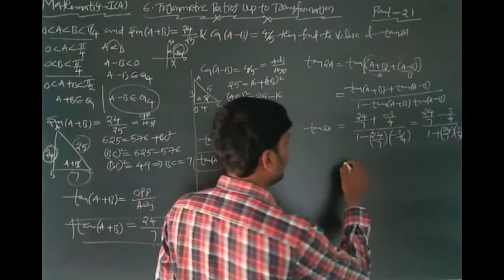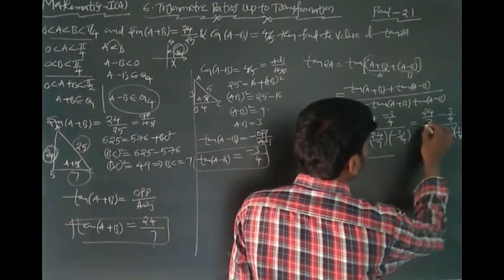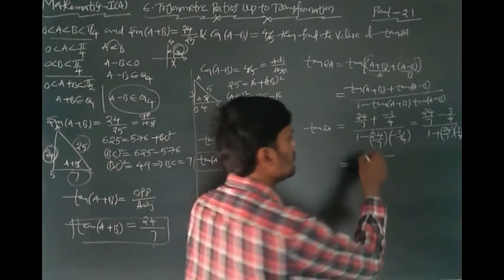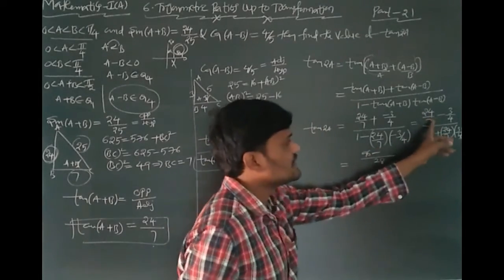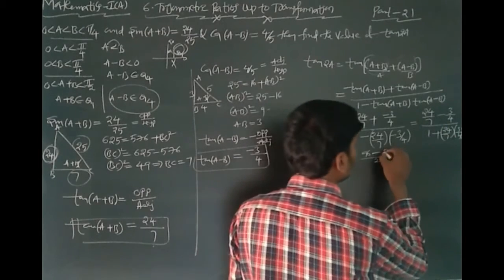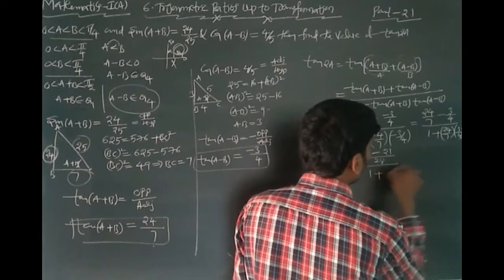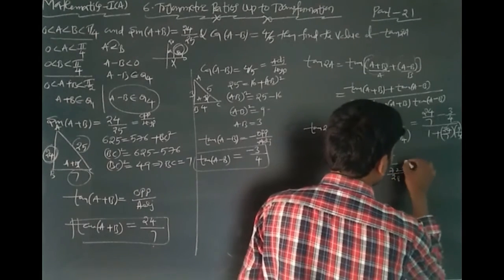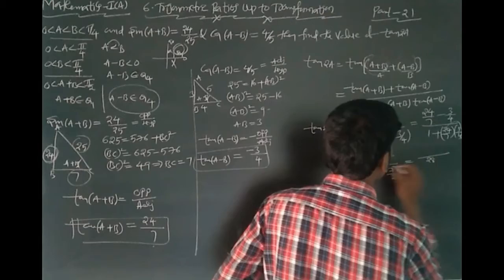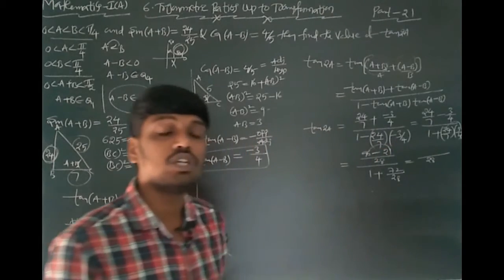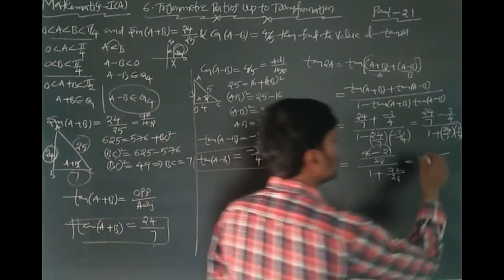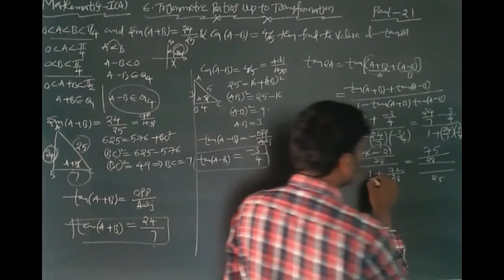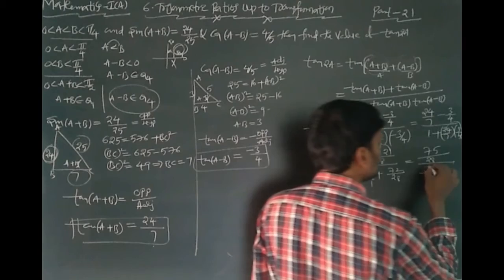After that you have to take the LCM. Here 7 4s are 28, the LCM. 4 into 24 is 96 minus 7 into 3, 7 3s are 21, all by 1 plus 24 3s are 72 by 7 4s are 28. After that we have to take 28. 96 minus 21, how much? 96 minus 21 is 75, all by we have to take LCM, 28 is the LCM, 28 plus 72.